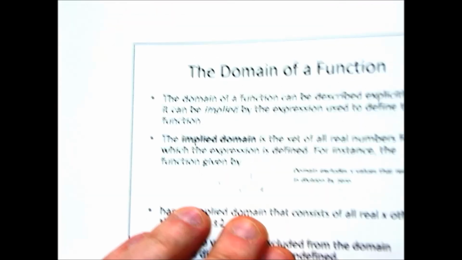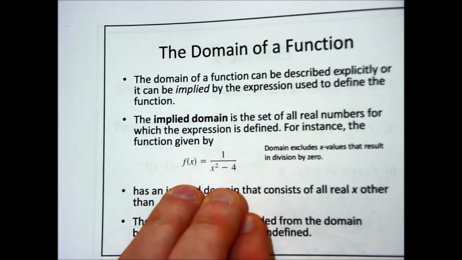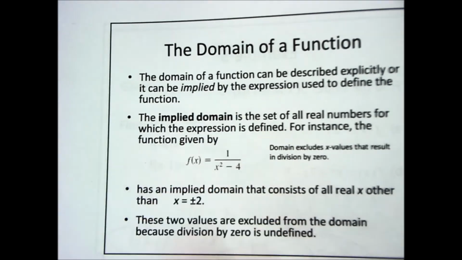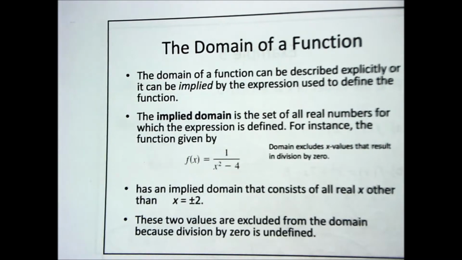Domain of a function. Domain is saying when the thing works. Because the problem with a function like this, when does it not work? When x is equal to 2 or negative 2. In other words, when the denominator is 0. So you set the denominator equals 0 and figure out when the problem arises.